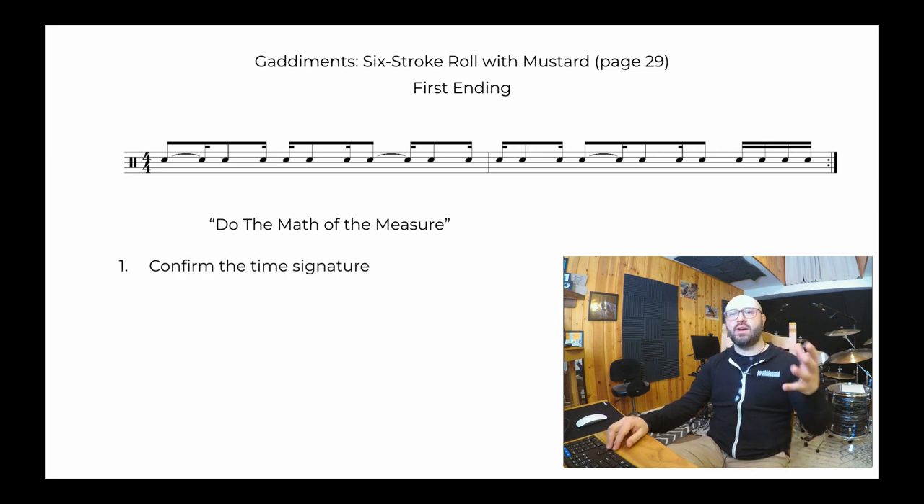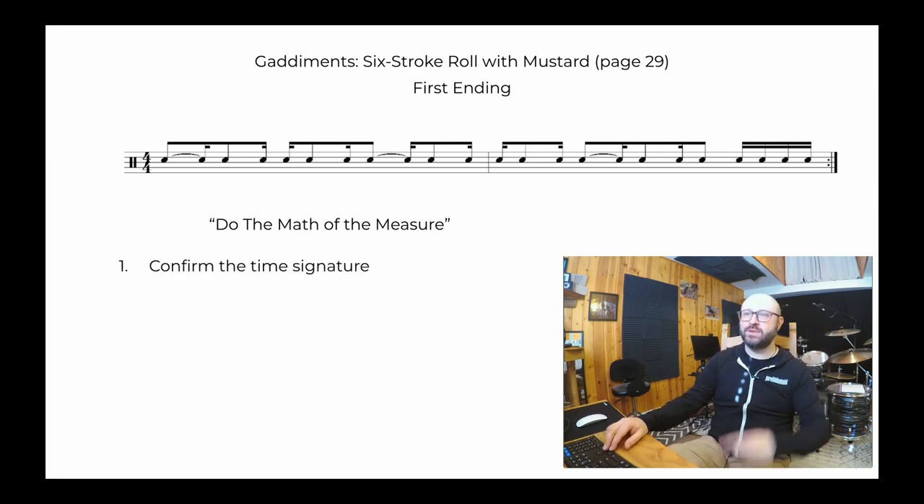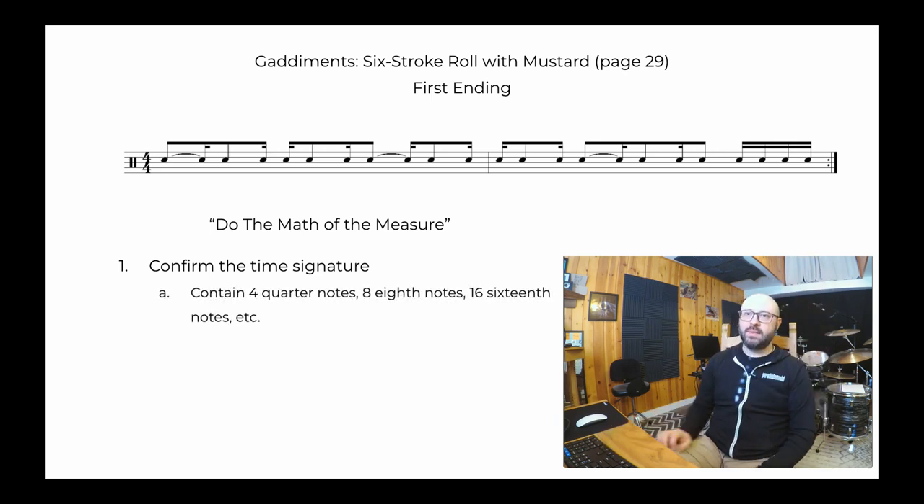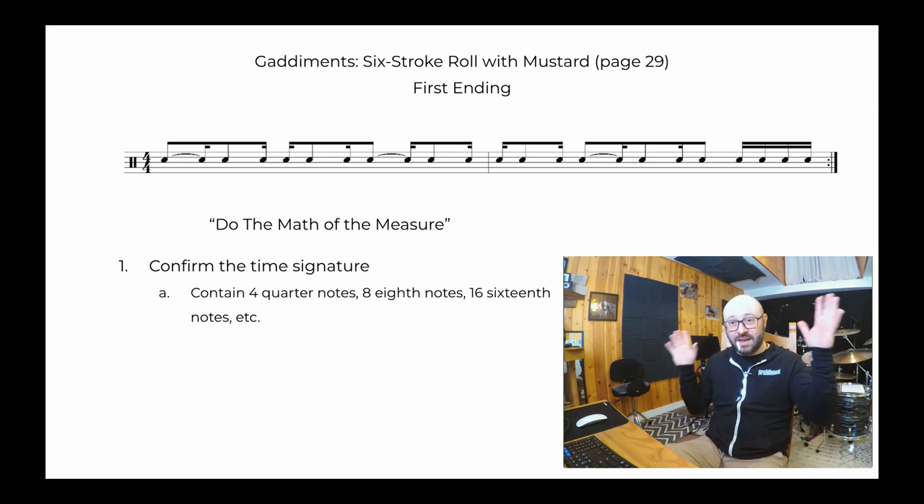So now let's get into the process. This is the actual process. First, we confirm the time signature. We are in 4/4. That means very specific things. This is why it's important. I know it might seem like rehash, check the time signature, but the time signature has these rules. In this case, 4/4: there are 4 quarter notes, 8 eighth notes, 16 sixteenth notes, 32 thirty-second notes, 64 sixty-fourth notes, 128 one-hundred-twenty-eighth notes, 12 eighth note triplets. You get the point? There can be no more, no fewer than that.